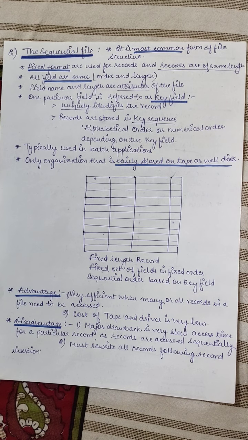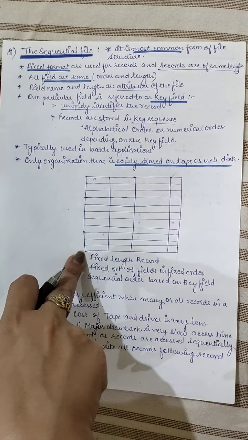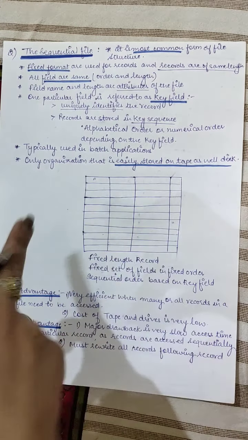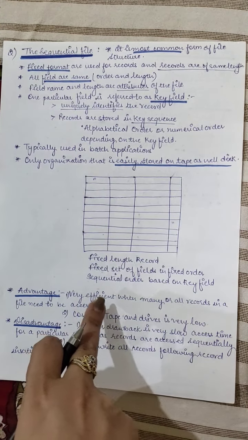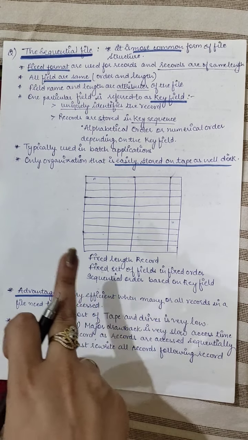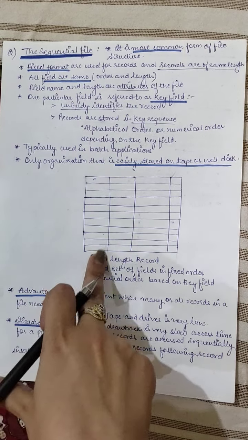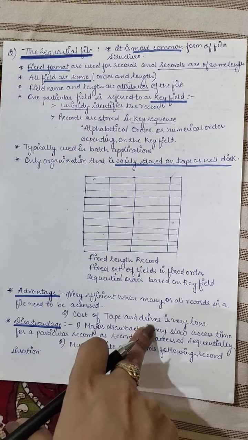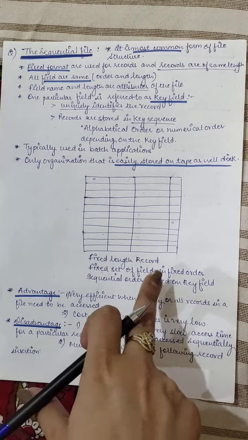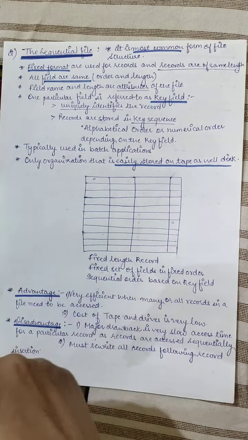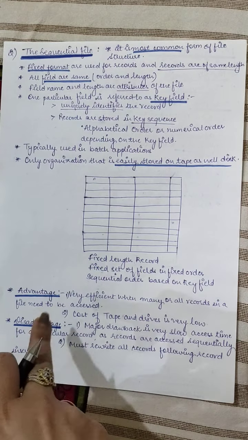So अगर आपको बैच में डेटा लेना है, सिक्वेंशियल लेना है, then आप आसानी से इससे रिट्रीव कर सकते हो. Only organization that is easily stored on tape as well as disk. Advantage is it is very efficient when many or all records in a file need to be accessed. So that was the same thing I was saying. If you have many records that will have to be accessed, then it can be used. And the cost of tape and drives is also very low, क्योंकि ये यूज़ करता है टेप ड्राइव्स में या जो आपका हार्ड डिस्क है उसमें हम यूज़ कर सकते हैं.